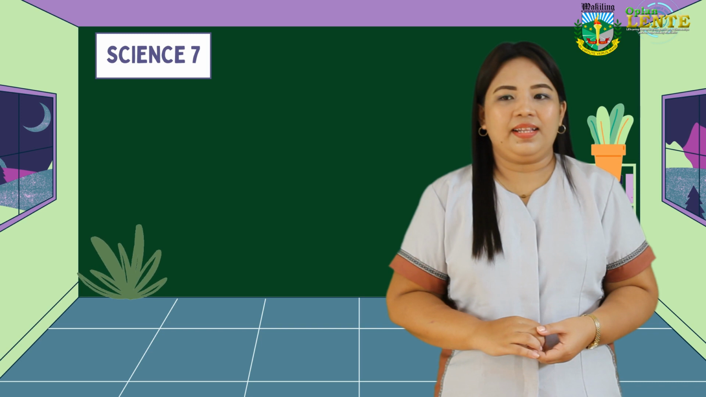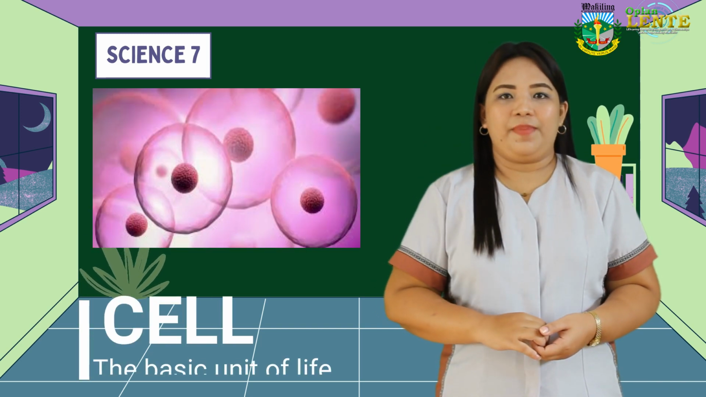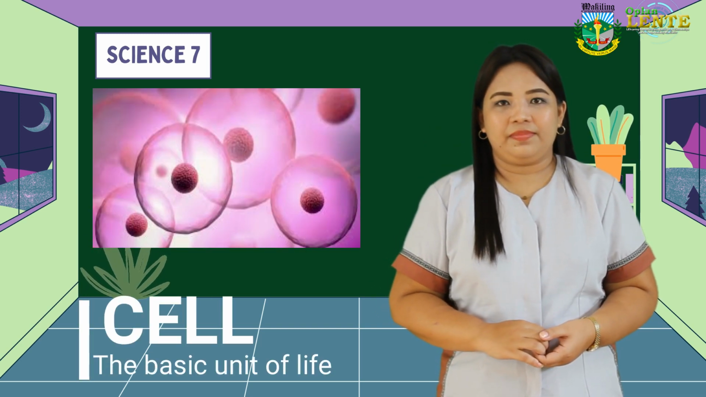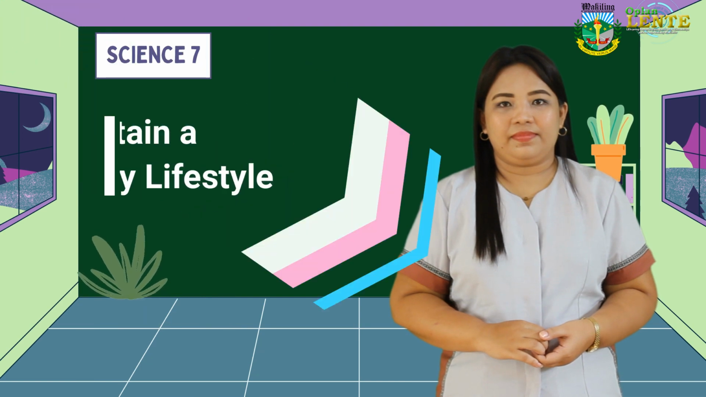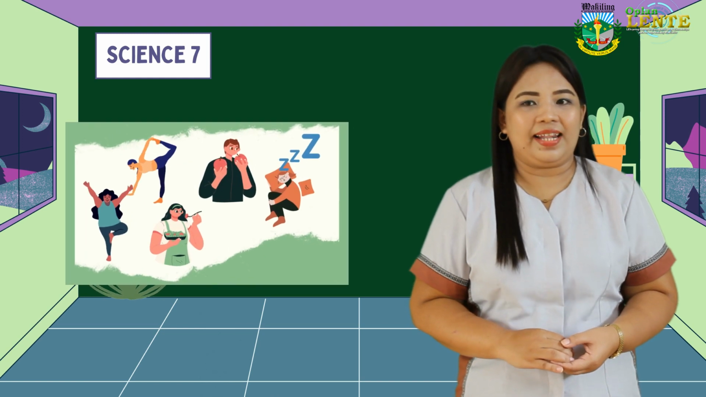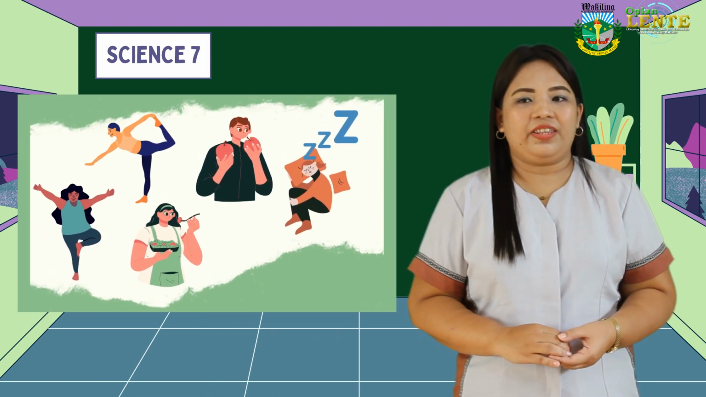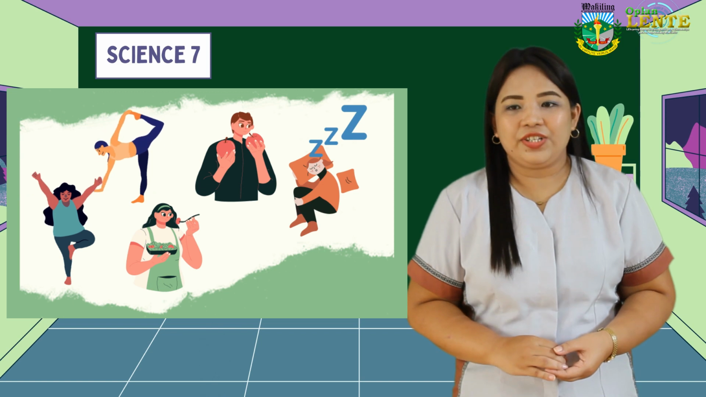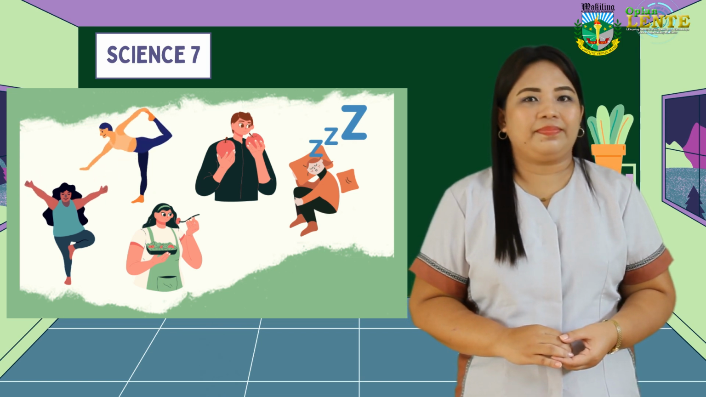Now that you are already familiar with the plant and animal cell, remember that cells are the basic unit of life. You can take good care of your cells by maintaining a healthy lifestyle, such as eating healthy and nutritious foods, exercise, and enough sleep. Taking good care of your body will result in healthy cells for a long and healthy life, especially at this time of pandemic.